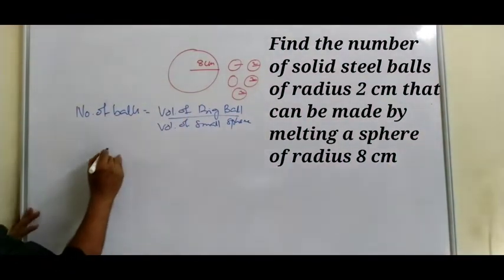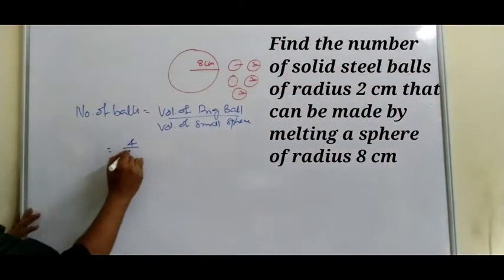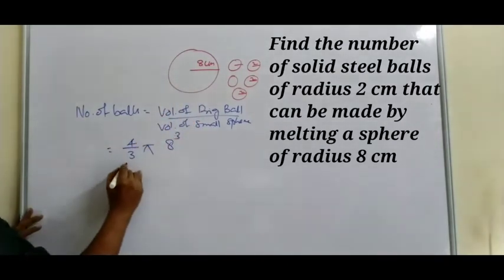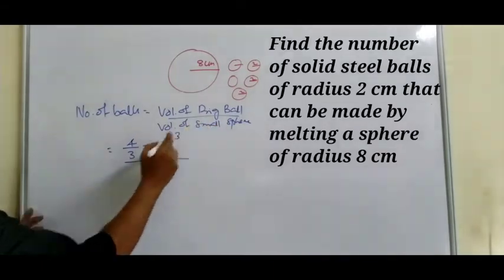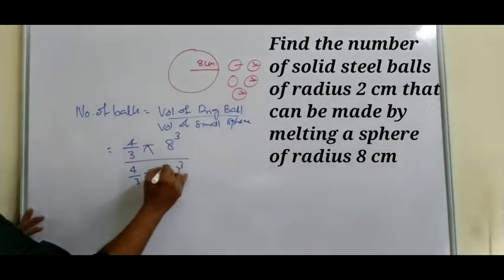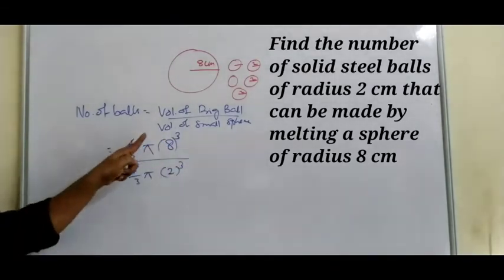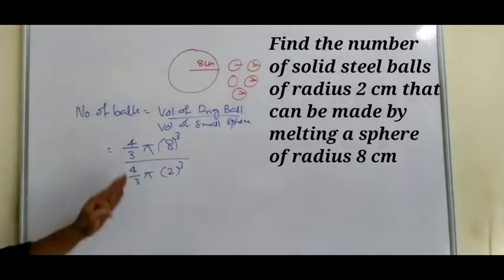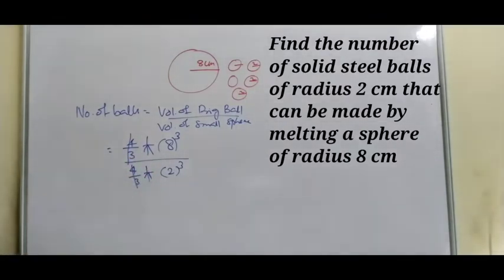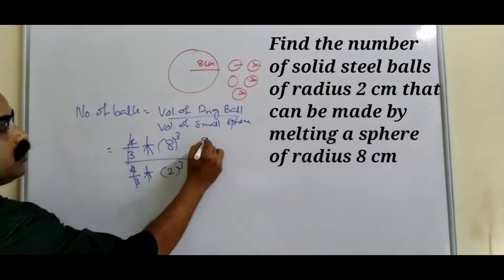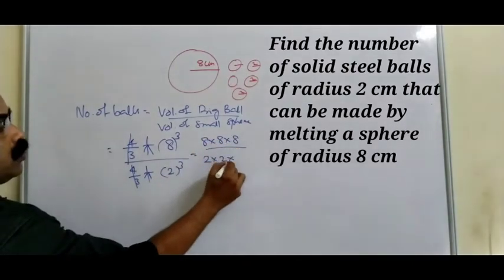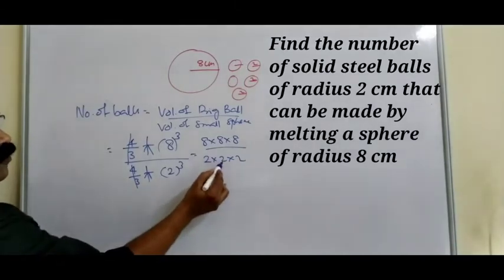So what is the volume of the big sphere? Volume is 4 by 3 pi r cube. R is 8 here, so 8 cube, divided by the volume of the small sphere, 4 by 3 pi 2 cube. That is the volume of a sphere. Here 4 by 3 pi and 4 by 3 pi cancel. So this becomes 8 into 8 into 8 divided by 2 into 2 into 2. 2 into 2 is 4, 4 into 2 is 8.